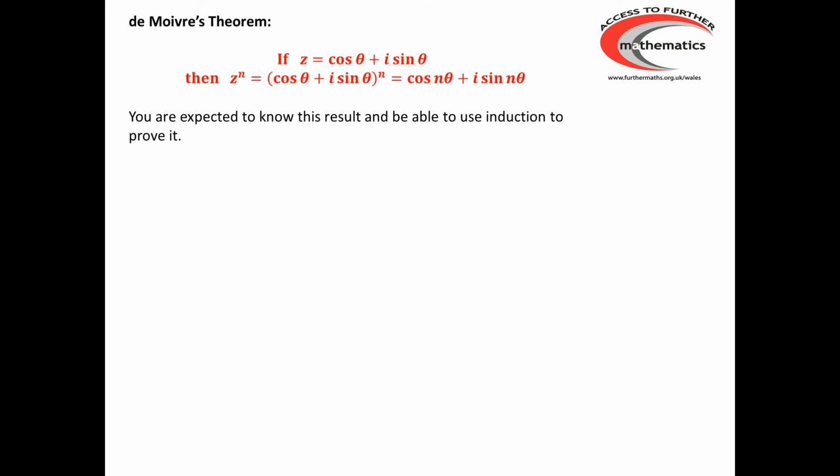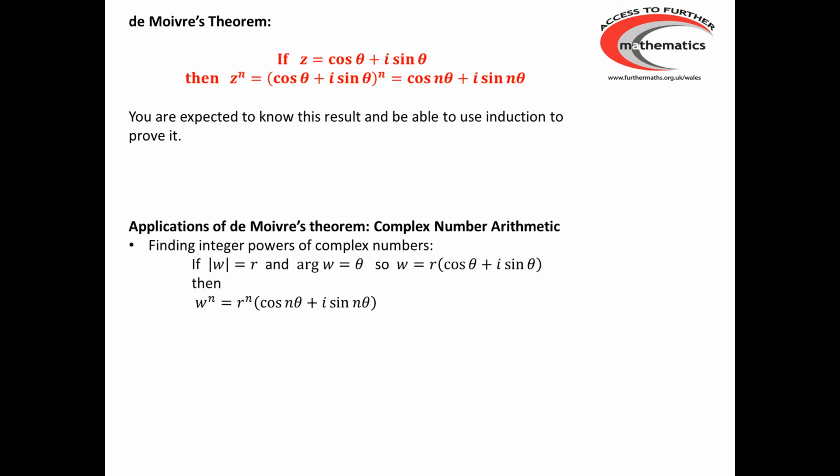So de Moivre's theorem states that if z is cos theta plus i sin theta, then z to the n is the same thing as cos n theta plus i sin n theta. In terms of applications, it enables us to calculate powers and roots of complex numbers. So if we know the modulus of w is r and the argument of w is theta, then we can write w to the n is the same thing as r to the n times cos n theta plus i sin n theta.